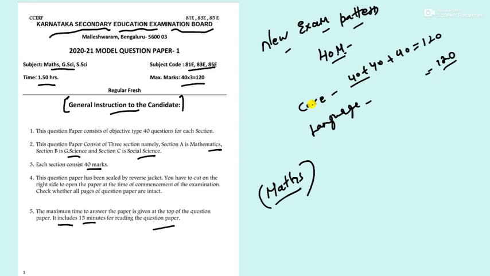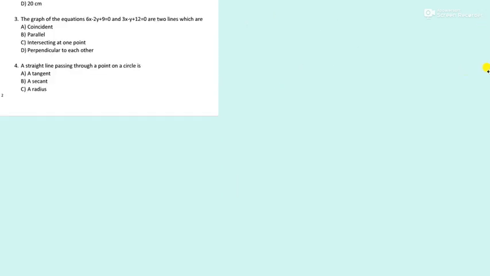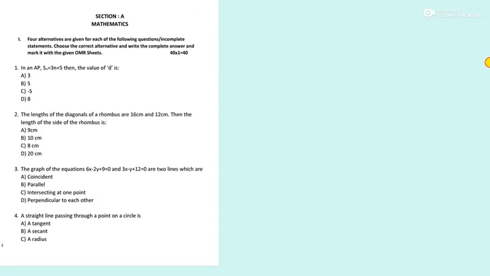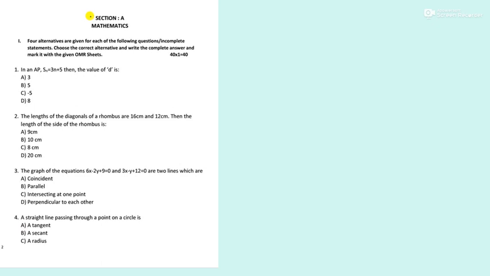Now let us see the questions which have been asked. We'll see each of them one by one. Here I will be covering mainly maths, that is section A, 40 questions for 40 marks. You can have your pen and paper with you, you can also follow me. So question number 1: in an AP, Sn equals 3n plus 5, then the value of d is dash. It is a very interesting question.